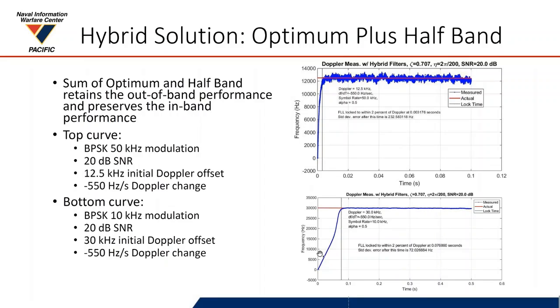But then if we rerun the scenario where we had a 10 kilohertz modulation bandwidth and a 30 kilohertz initial offset, and this time we turn on our Doppler change to minus 550 hertz per second, we're still able to lock onto it and track very accurately. And you see this kink that happens in the curve. This slope here occurs during the period of time when the half-band filters are in effect, and once we push the signal of interest into the bandwidth of either of the band edge filters, then it speeds up.